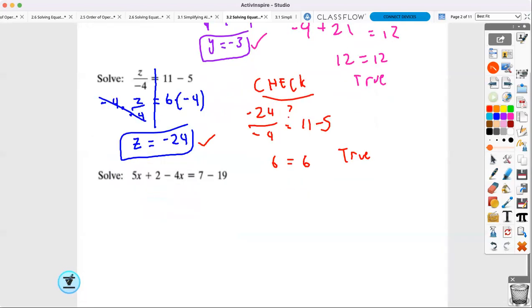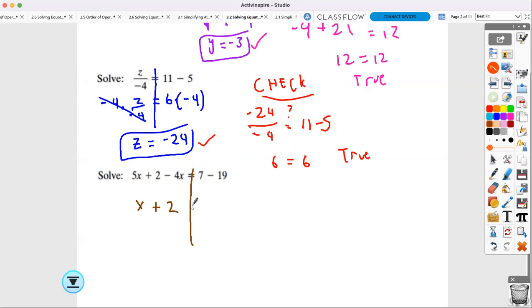Now, let's look at the last example, class. So I'm going to go ahead and put the line on the equal sign. Now, you got to ask yourselves, is there anything I can combine and simplify on the left side? And anything I can do on the right side? So then we combine the left side. 5x minus 4x is just x. Bring down the plus 2, right? Because they're not like terms.